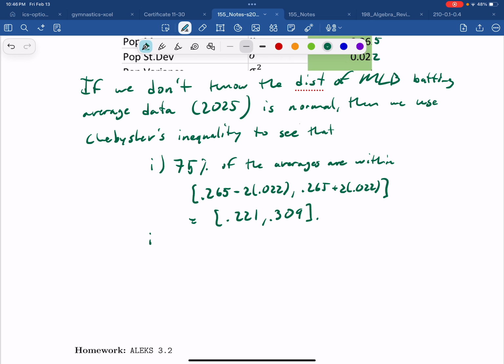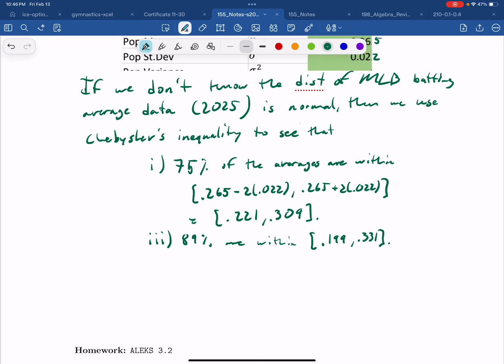And of course, we could say 89% are within, and I just subtract an extra 22 from that, and I get 199, and then add an extra 22 to that and get 331.